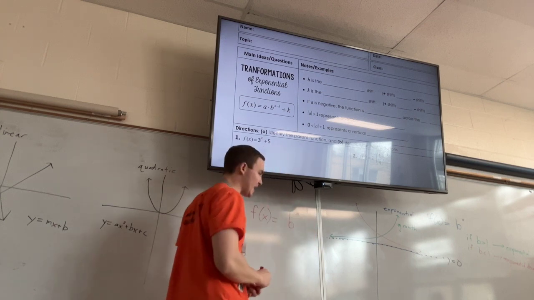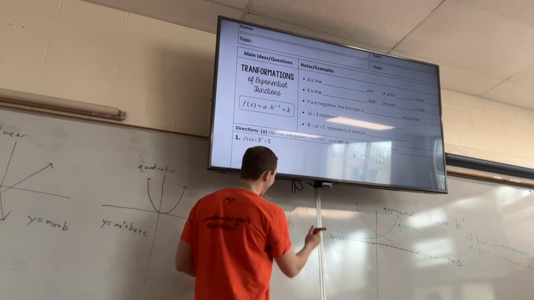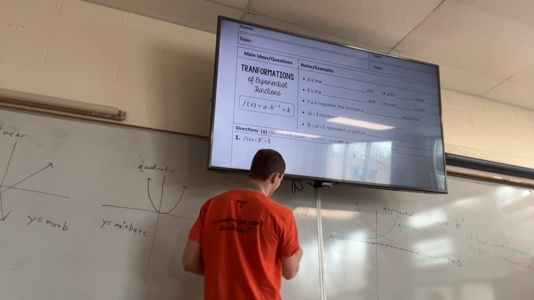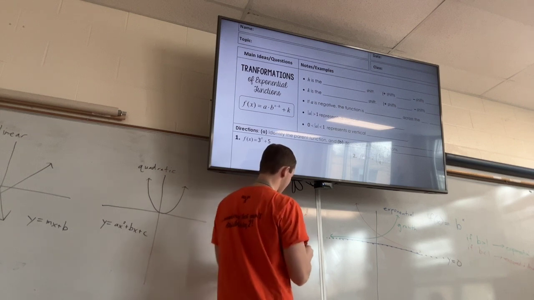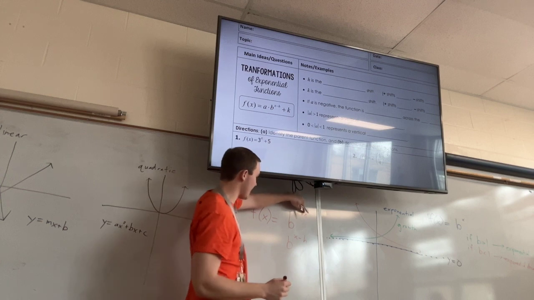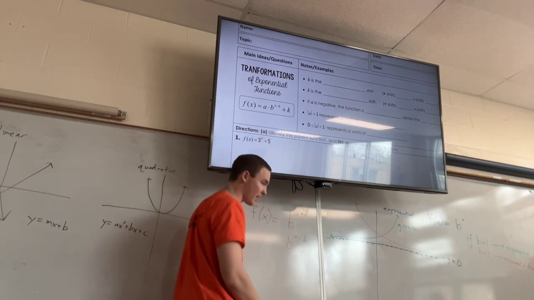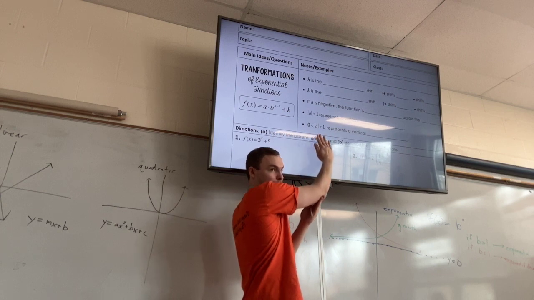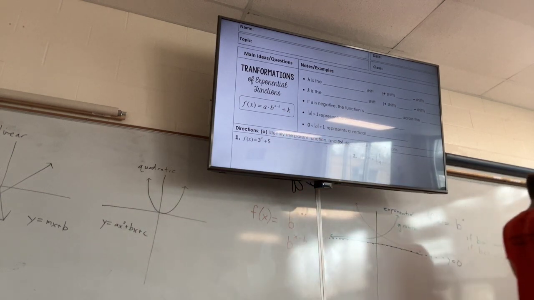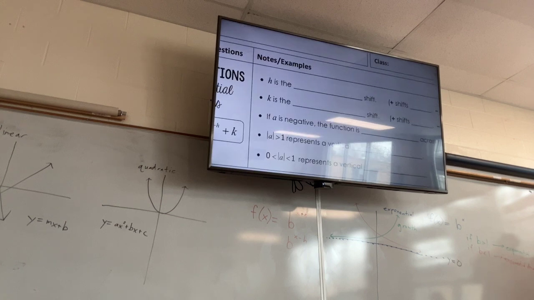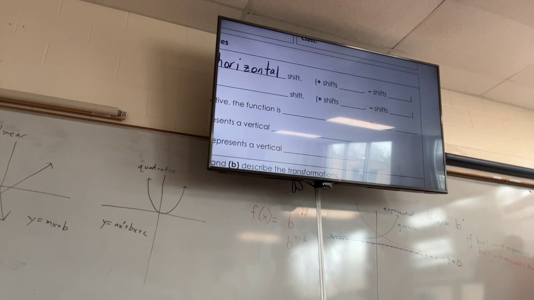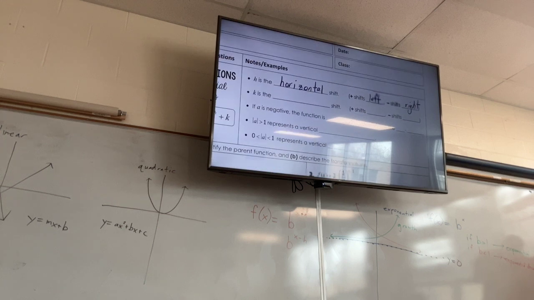So if I have f of x equals b to the x here, and I add in an h, or I subtract an h, that plus or minus inside my exponent is going to shift my graph left or right. So h is the horizontal shift. A plus h shifts it to the left, it's backwards. Minus h shifts it to the right.